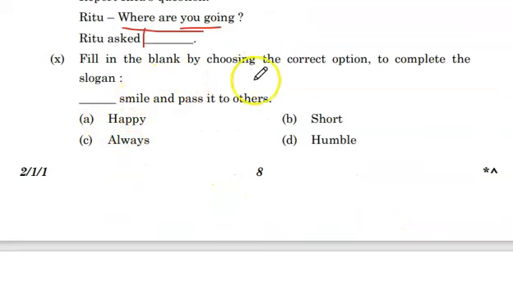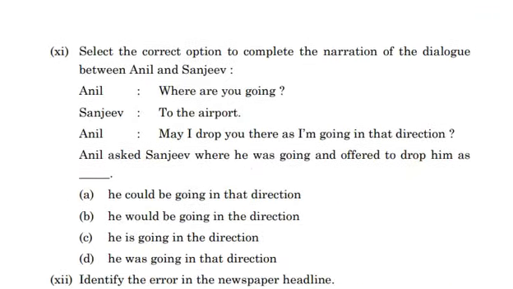Fill in the blank by choosing the correct option to complete the slogan. Smile and pass it to others. Happy, short, always, humble. The correct answer will be always, because this smile is a verb and it will be modified by an adverb. The only adverb in these four options is always. So always will describe smile, always smile and pass it to others. Correct answer will be C.